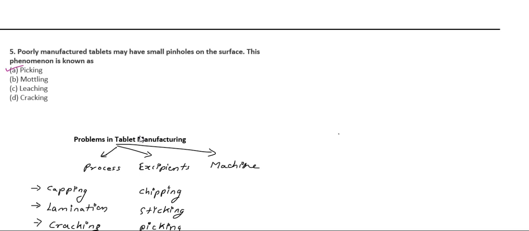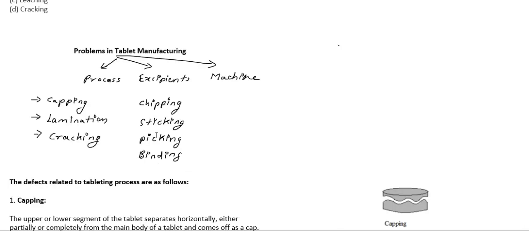We have to know what the different defects of a tablet are. We know that the manufacturing of a tablet involves different processes, and there will be different tablet defects, which we can divide into 3 basic types, depending upon whether it is process related, excipient related, or machine related. This is the basic category of tablet defects, the problems we face during tablet manufacturing, either process related, excipient related, or related to the machine being used.